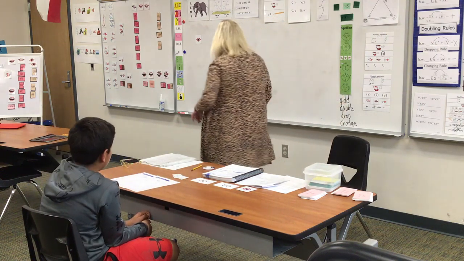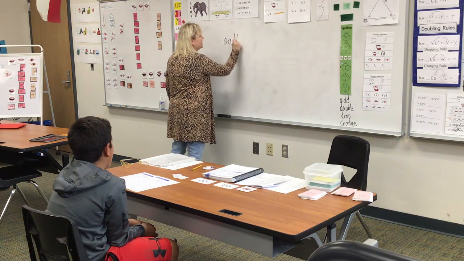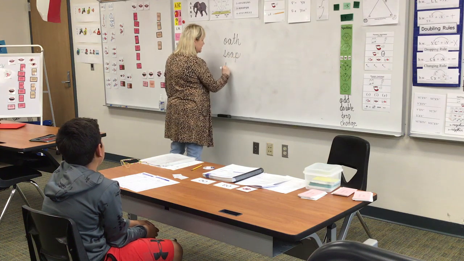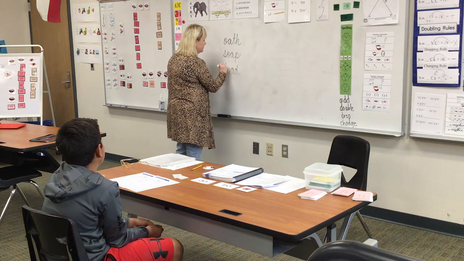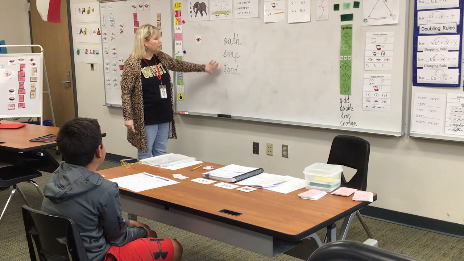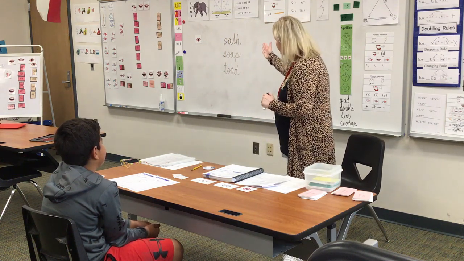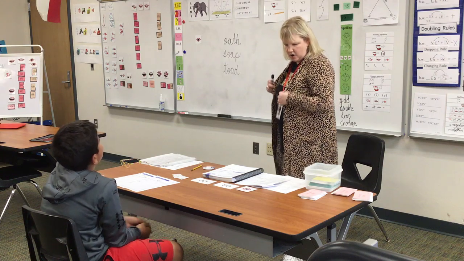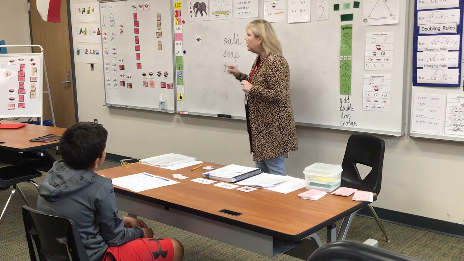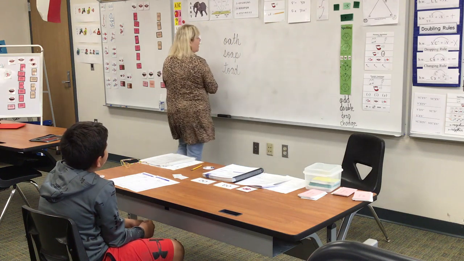All right. I'm going to write some words on the board. O-A-T-H. S-O-A-P. T-O-A-D. Okay. Listen to me read these words to you. Ready? Oath, soap, toad. Malachi, what letters do you see alike in these words? O-A. And how many sounds do we hear O-A say? One sound. What do we call it when two letters come together to make one sound? A digraph. So we have digraph O-A.